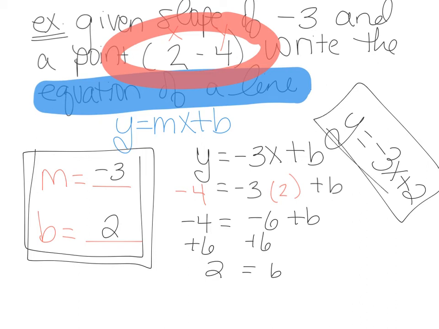And I'm done. Again, notice I used x and y, turned them into numbers to find b. But once I found b and I wrote my equation, x and y went back to variables. That's the way you would write equations of lines. Okay? Let's practice another one.